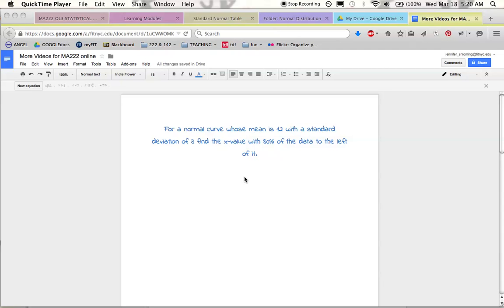So we're going to do this problem solving backwards. For a normal curve whose mean is 12 with a standard deviation of 3, find the x value with 80% of the data to the left of it.